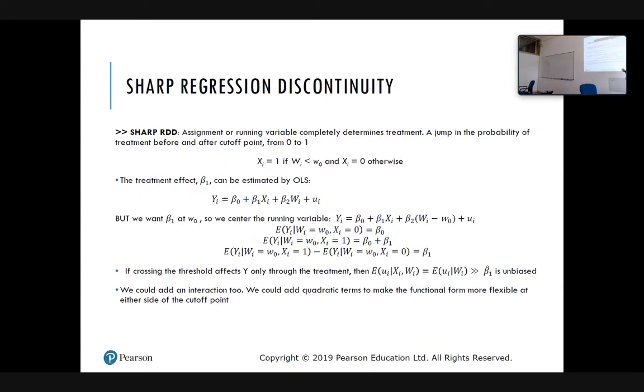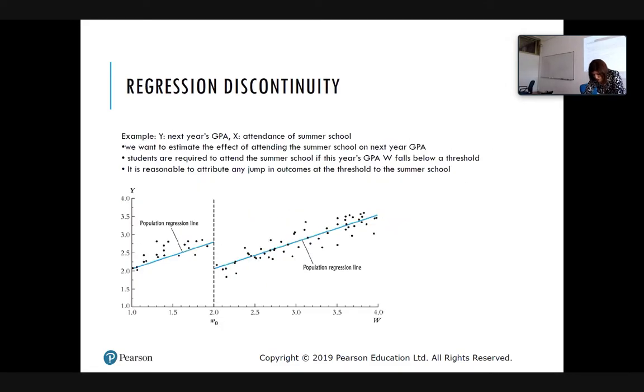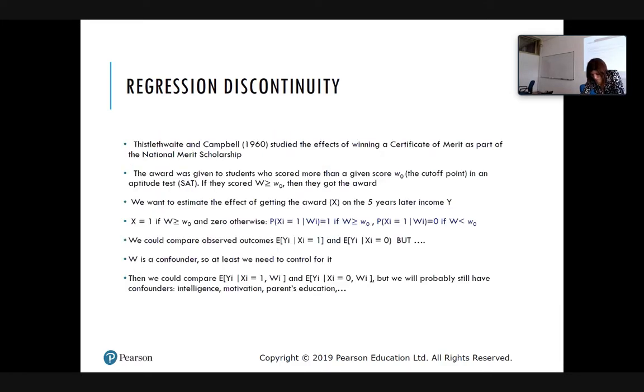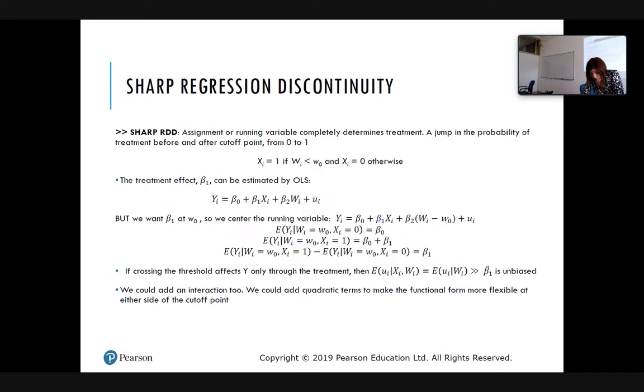And then, of course, this condition is the conditional mean independence assumption. If this applies, then our estimate for the treatment effect is unbiased. We could add an interaction term. We can add non-linearities to better specify the functional form before and after the threshold. So instead of having regression lines here, we can have something nonlinear. It's the same. But this is the idea underlying the sharp regression discontinuity design.